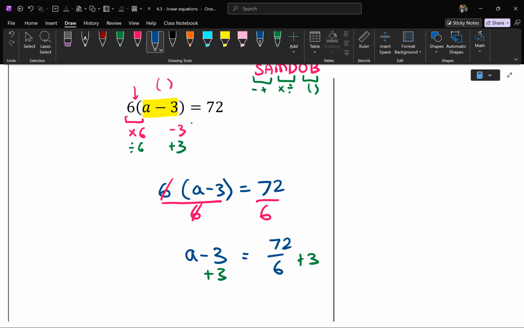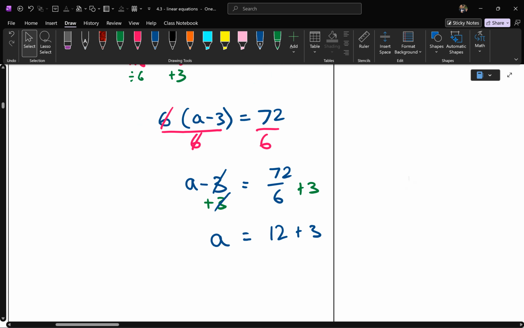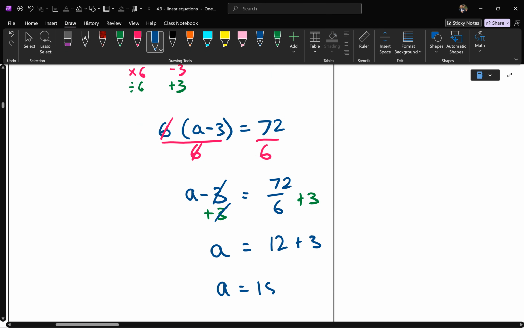72 on 6. So it's not a fraction, actually. It ends up being a nice number. Negative 3 plus 3 cancels out. And you're left with a is equal to... Again, if you're unsure with the division, you can use a calculator. 72 divided by 6. What is that? 72 divided by 6? 12. Very good. So this is actually 12 plus the 3. A equals 15.